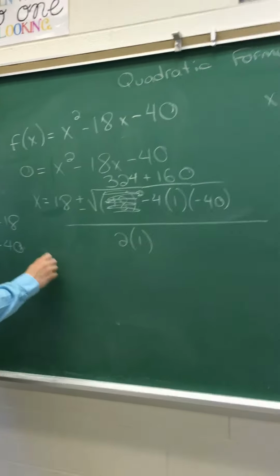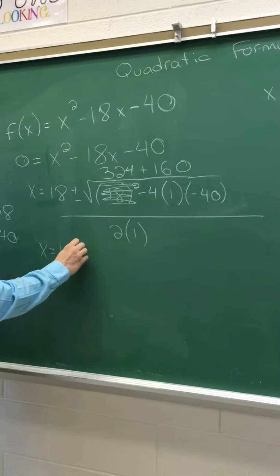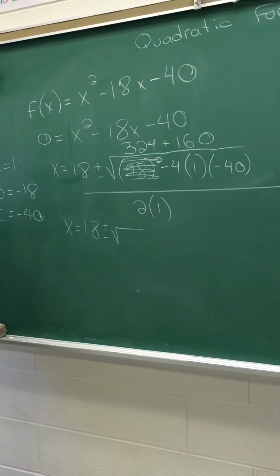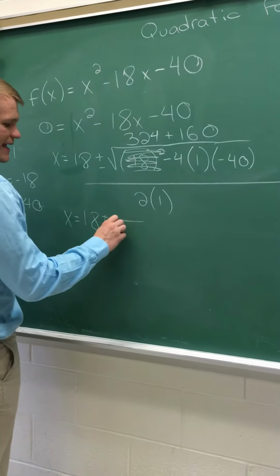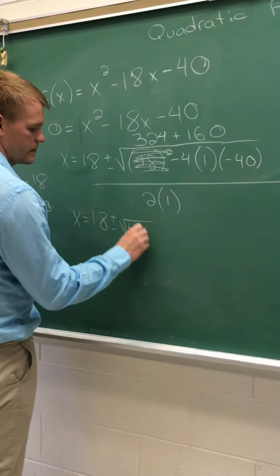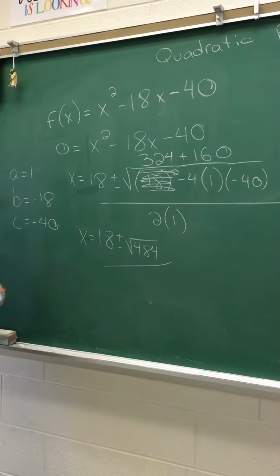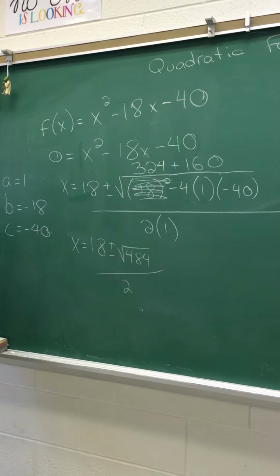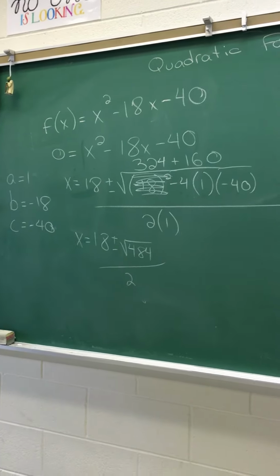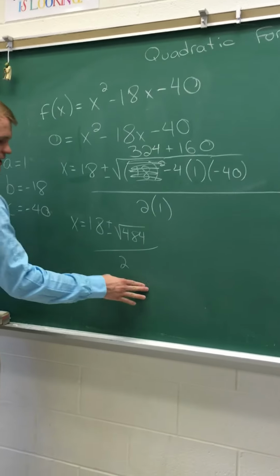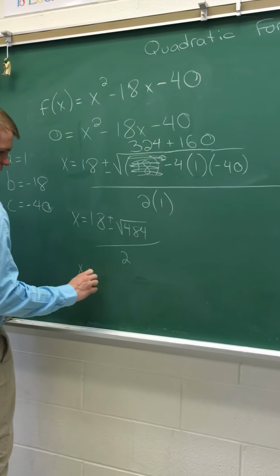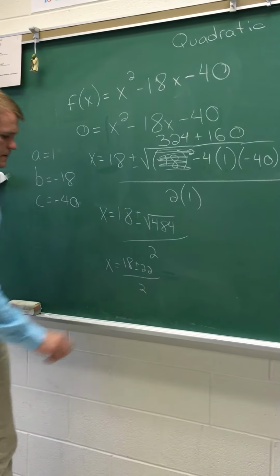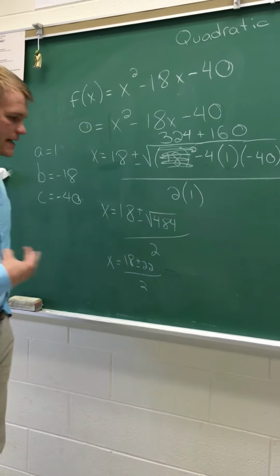Okay? So I write x equals 18 plus or minus the square root of 324 plus 160, which is 484, over 2 times 1, which is 2. Square root of 484, does that come out evenly? 22. So the square root of 484 is 22, so I get x equals 18 plus or minus 22 over 2. Now I'm ready to what's called separate the problem.